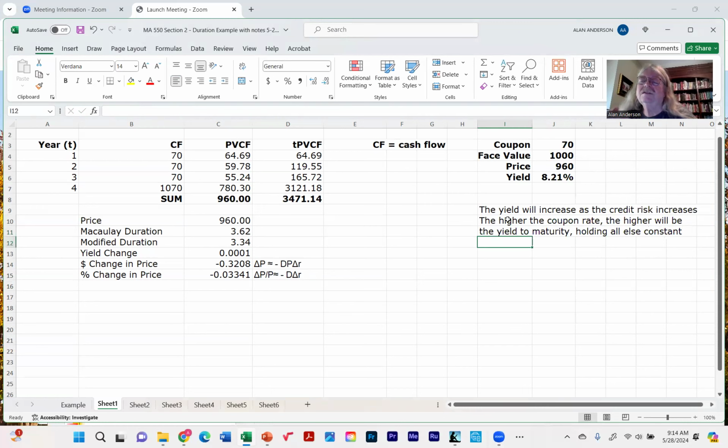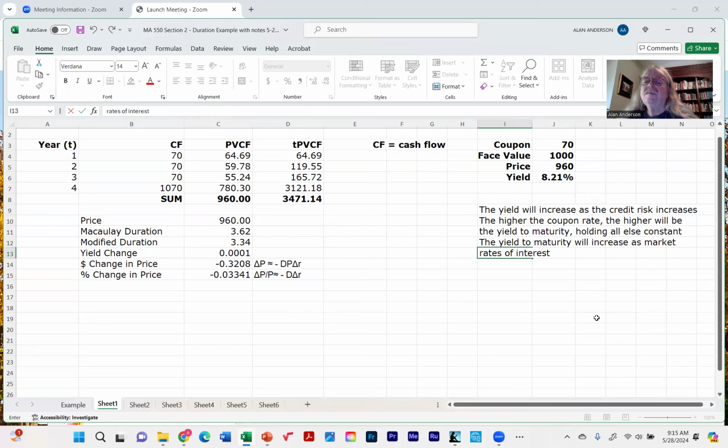Actually, that holding all else constant is sort of always understood. If I'm changing one variable, it's understood the others are being held constant. Otherwise, it's hard to tell what's happening. So even with this one, the yield will increase as the credit risk increases, holding everything else constant. Okay, so I guess that isn't absolutely necessary. But anyway, yield to maturity will increase as market rates of interest increase. If the Fed raises rates tomorrow, the yields of all the bonds in the economy will drift up to reflect that.